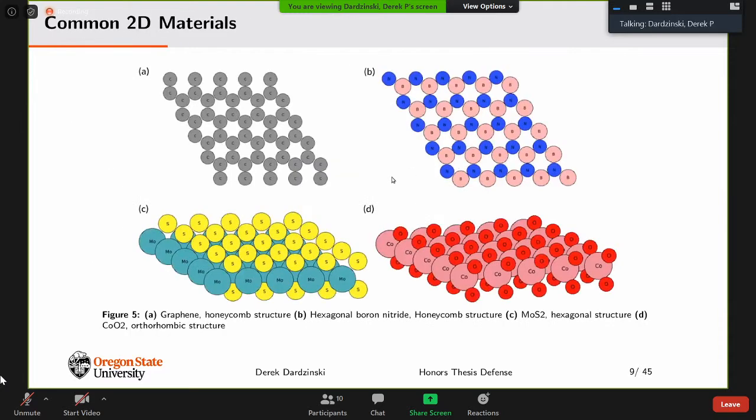Some other common 2D materials would be graphene, which has a honeycomb structure, and hexagonal boron nitride also has a honeycomb structure. And then our material, MoS2, is a transition metal dichalcogenide that has a hexagonal structure. There are also metal oxides, such as cobalt dioxide, which has an orthorhombic structure. And all of these materials are layered materials in the bulk.